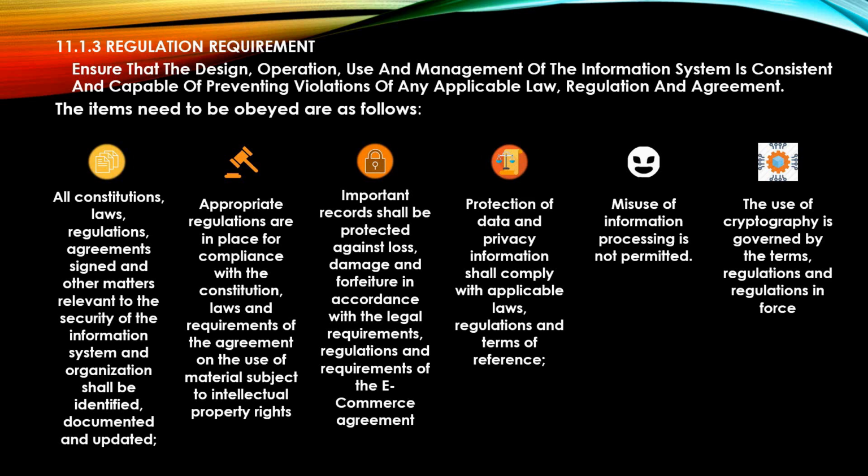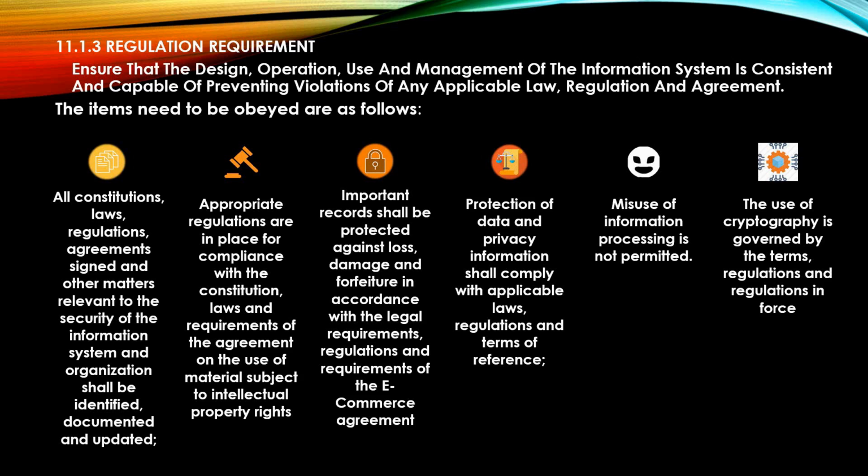This is to ensure that the design, operation, use, and management of the information system is consistent and capable of preventing violation of any applicable law, regulation, and agreement. The items need to be obeyed as follows. Number 1. All constitutions, laws, regulations, agreements signed, and other matters relevant to the security of the information system and organization shall be identified, documented, and updated. Number 2. Appropriate regulations are in place for compliance with the Constitution, laws, and requirements of the agreement on the use of material subject to intellectual property rights.